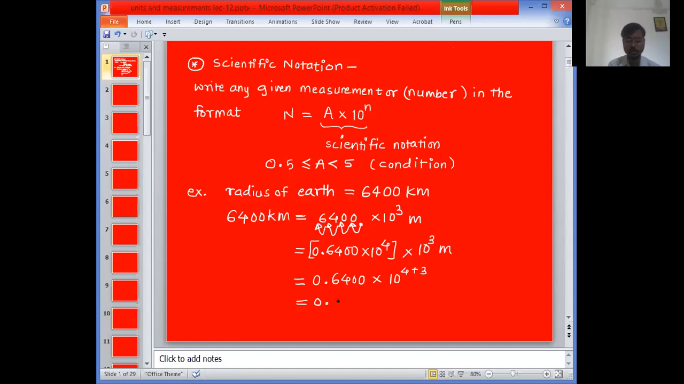Okay, so 0.6400 multiplied by 10 raised to 4 plus 3. 4 plus 3 will become 7. Okay, so 0.6400 into 10 raised to 7.